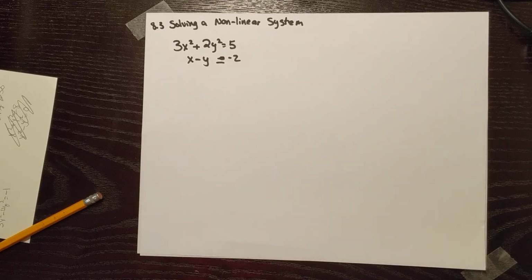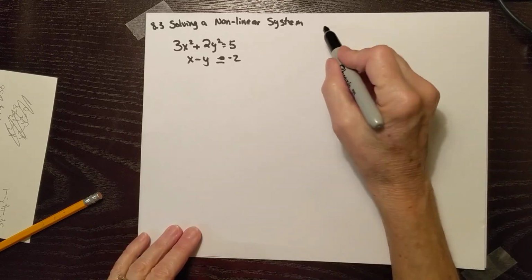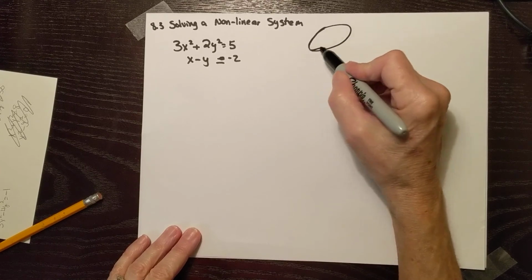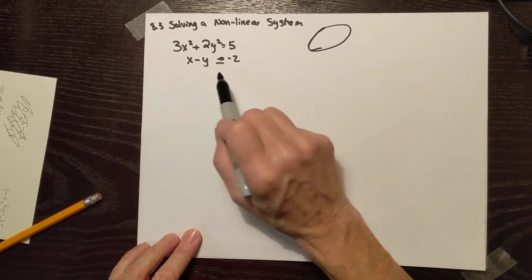Here's another video about solving a system of nonlinear equations. The top equation is the equation of an ellipse of some kind. Here's an ellipse. Pretend like that's an ellipse. And this is a linear equation, a line.